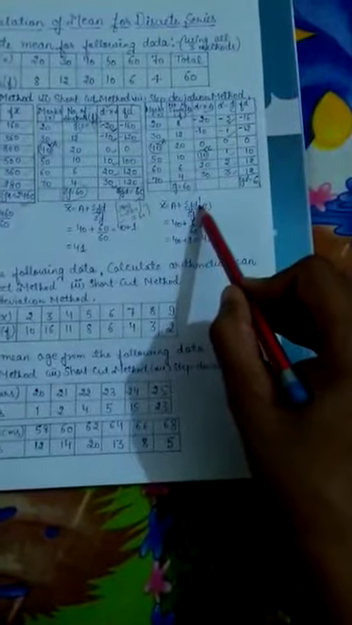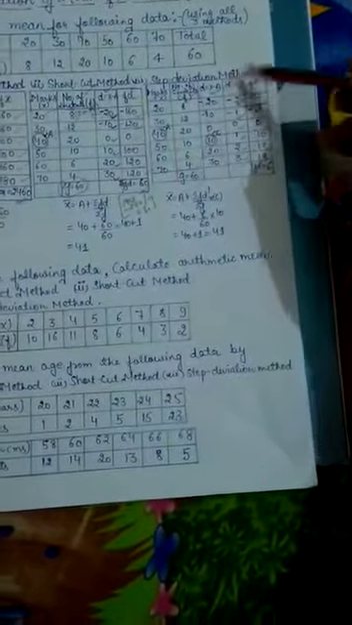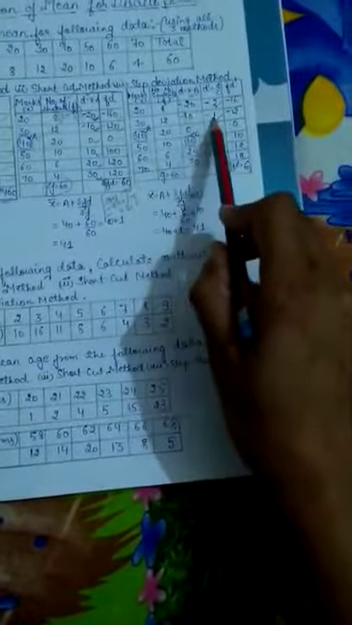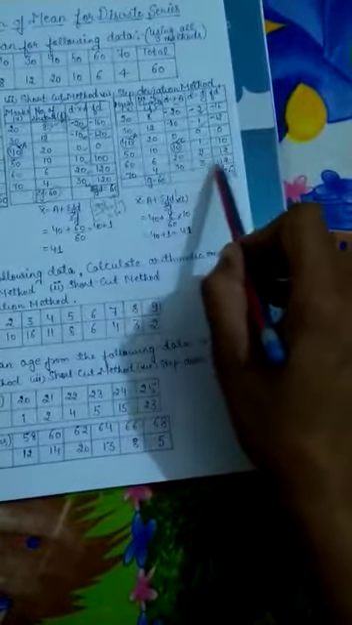Now, according to the formula, you are seeing here D dash and F. So you have to first find the product of F and D dash. In this case, you have to take this F column and this D dash column. These two only you have to take. So 8 2s are 16, that is minus 16. 12 into minus 1 is minus 12. 20 into 0 is 0. 10 into 1 is 10. 6 2s are 12. 4 3s are 12.